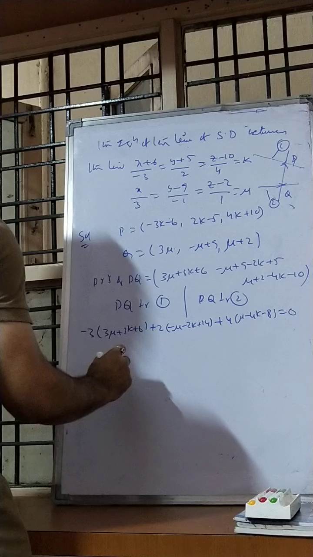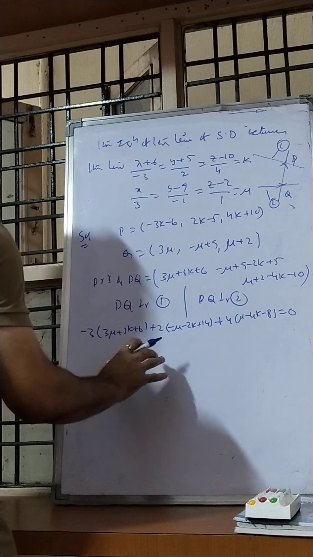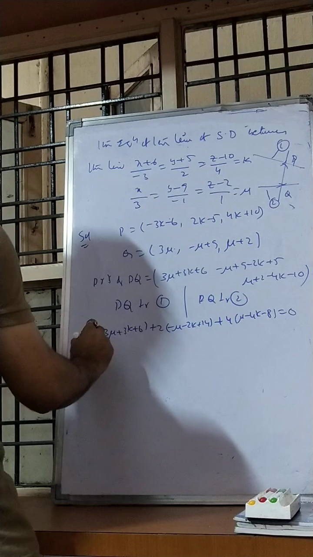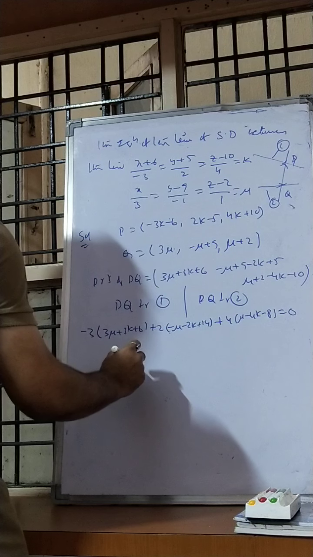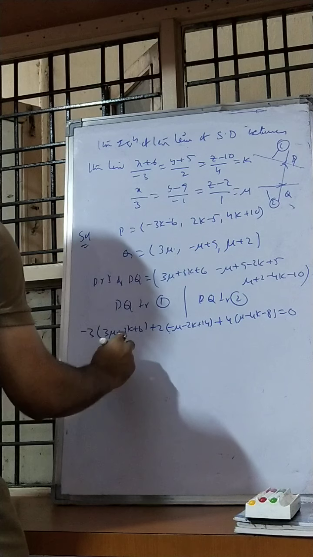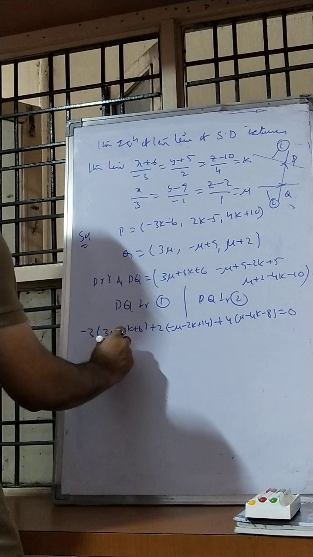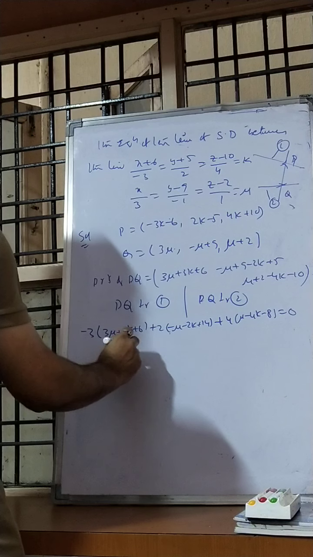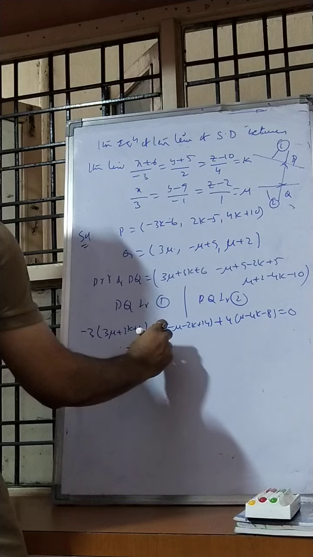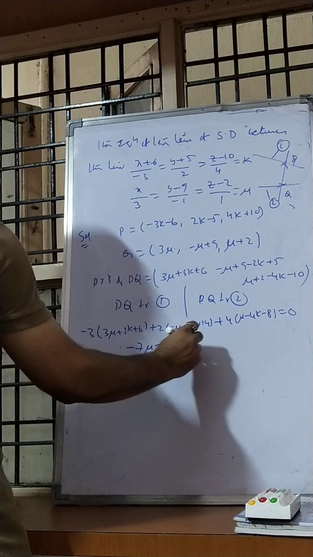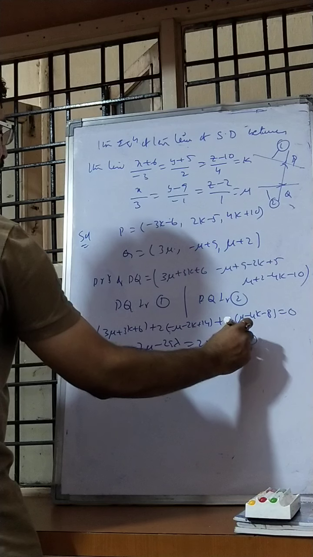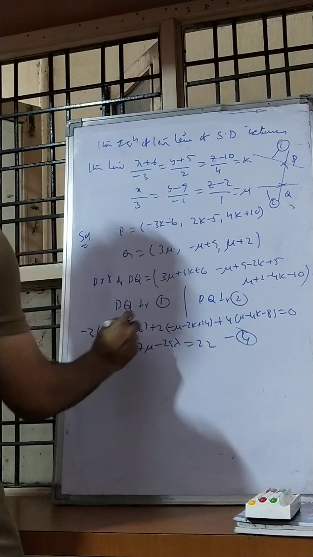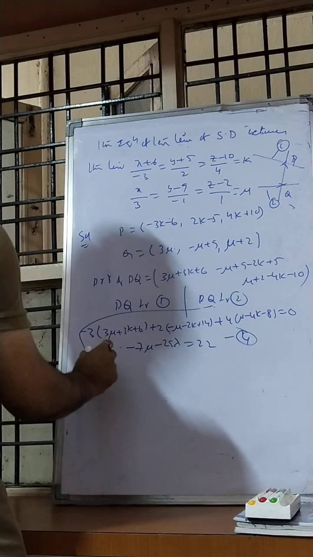And after solving, you are going to get one equation in terms of lambda. Minus 3 mu and this one, you will get minus 7 mu, 29 lambda is equal to something, 22 you will get. Right, say this is the fourth equation.